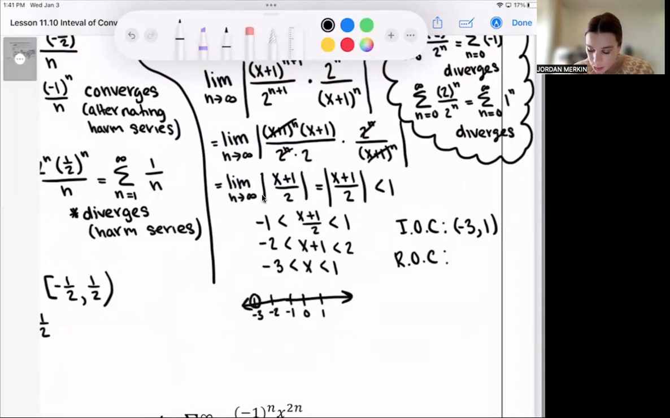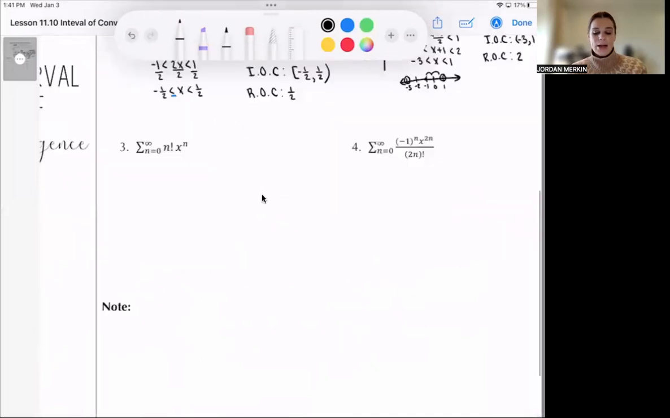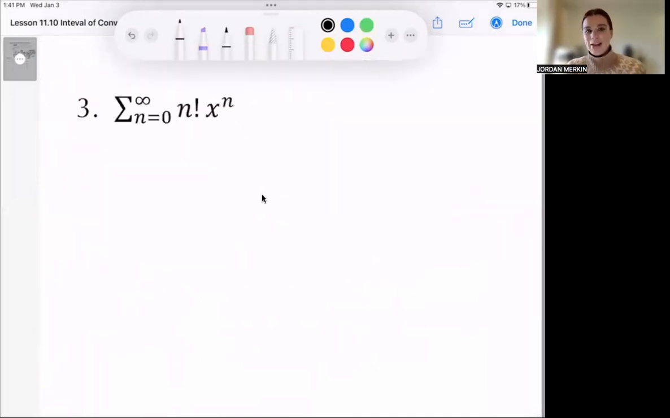The number between these two endpoints would be -1. Its distance is 2. So the radius of convergence here is 2. Okay, let's go ahead and look at number 3. This one we kind of threw in here as a trick question.